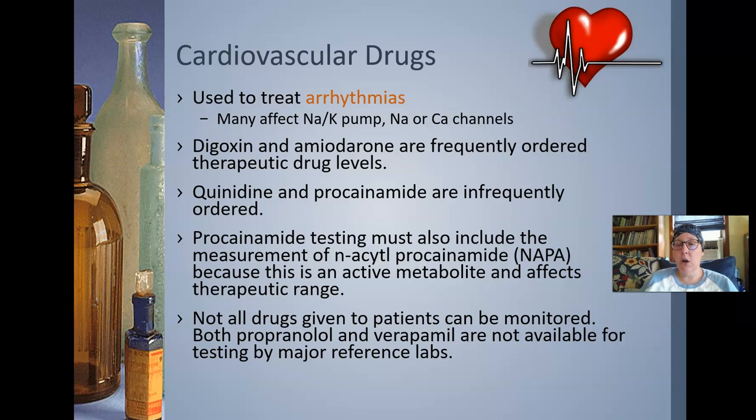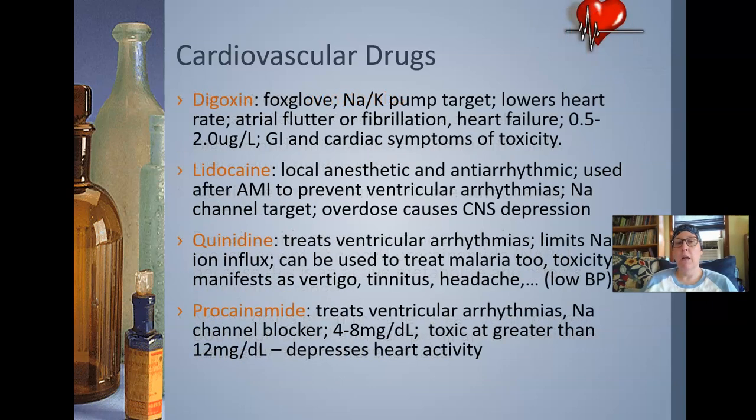Procainamide testing also has to include its metabolite, NAPA, or acetylprocainamide, because that is the active metabolite and will affect the therapeutic range. So they always go in tandem. Again, not all drugs given to patients can be monitored. So, for example, both propranolol and verapamil are not available for testing by major reference labs.